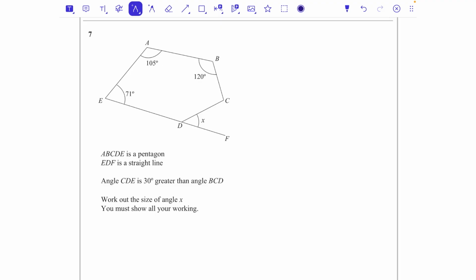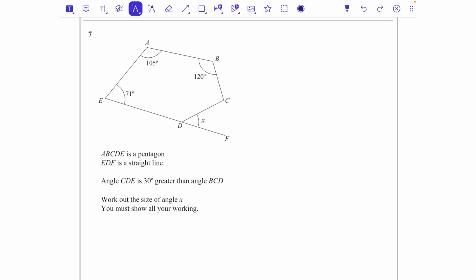Angle CDE, so that's the angle that's made there, is 30 degrees greater than angle BCD. BCD, that's the angle that's made there. Okay, work out the size of angle X. You must show all your working.